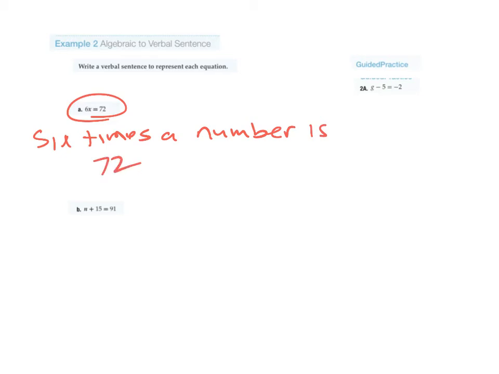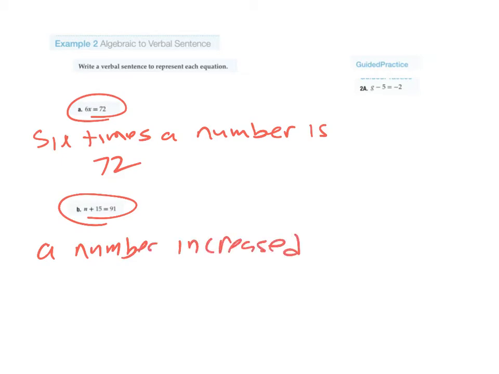If we're looking at this problem right here on the second one, we can say a number increased, and there's lots of different ways of saying plus sign. Increased by 15 is 91, and I'm simplifying the numbers into the words. It's the expressions or the symbols that we're writing as words.